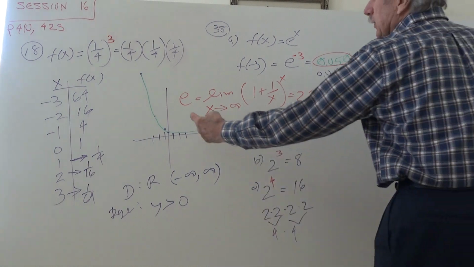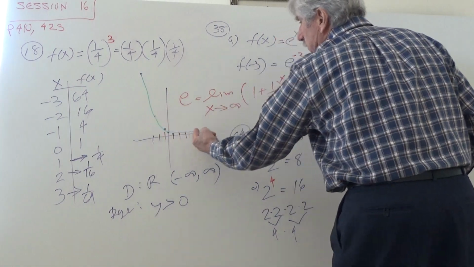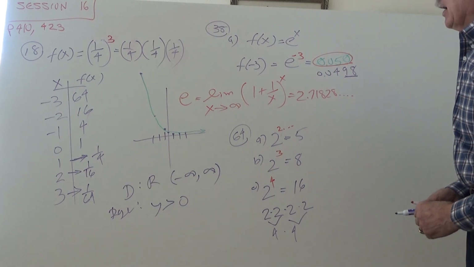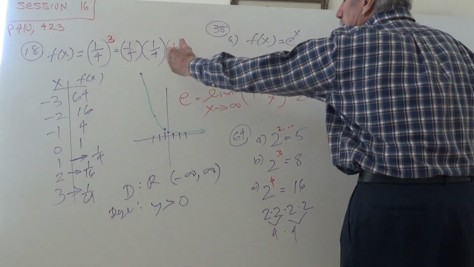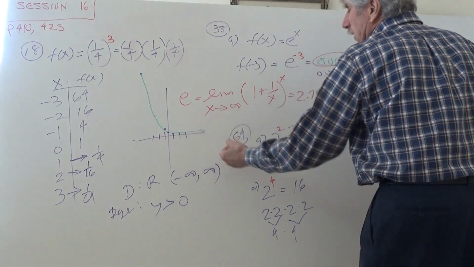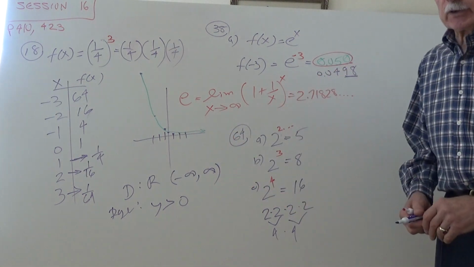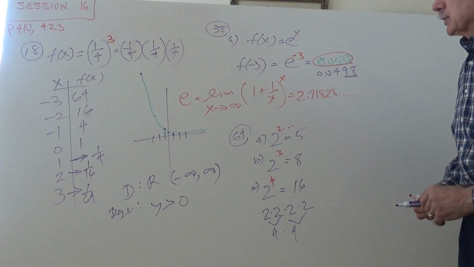So I connected these dots, the blue dots, purple dots, and we get this green curve. It starts up here very high on the left and proceeds to go down to the x-axis, getting closer and closer and closer, but never touching, asymptotic to the x-axis.